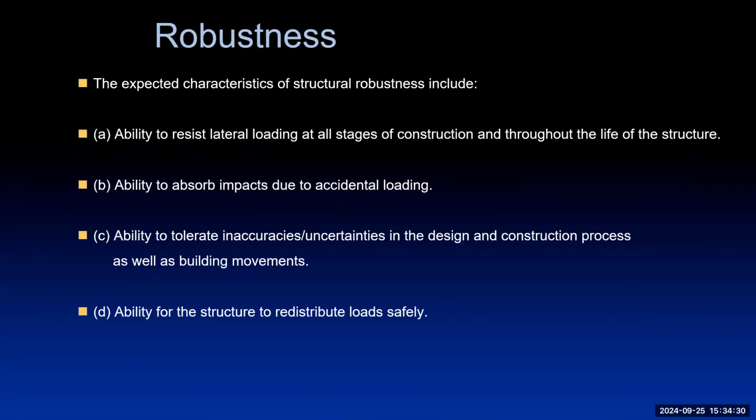Okay. So robustness of a structure. The expected characteristics must include the ability to resist the lateral load, absorb impacts due to accidental loading, like in Ronan Point. We tested in our laboratory model not just a gas explosion, but vehicles colliding with the structure. Another collision with the structure is a flood as well. The ability to tolerate inaccuracies and uncertainties in the design as well, and the ability for the structure to redistribute loads safely.